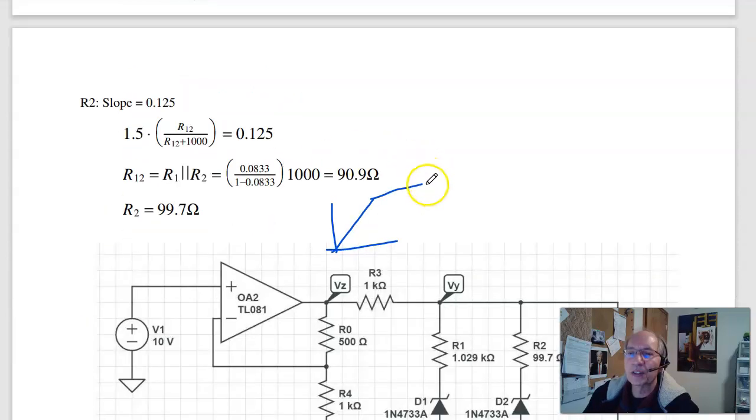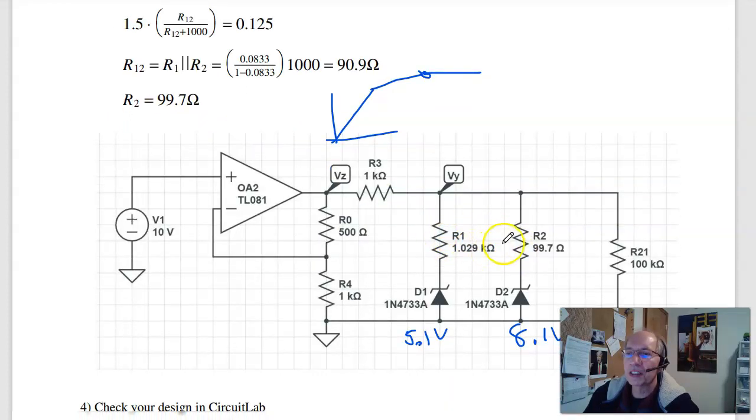The third slope slows down even more. The third slope was 0.125. That's these two in parallel and a voltage divider times 1.5. Solving, the parallel resistance is 90 ohms, so these two together give you 90 ohms. I know that R1 is 1029 ohms. Solve for R2, 99 ohms.